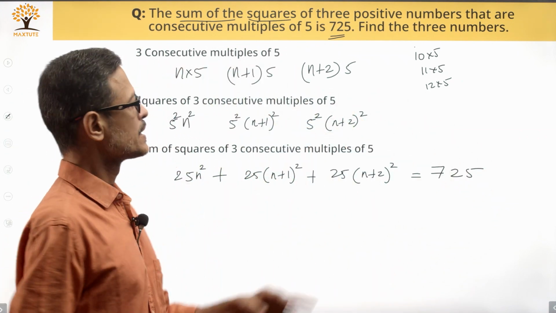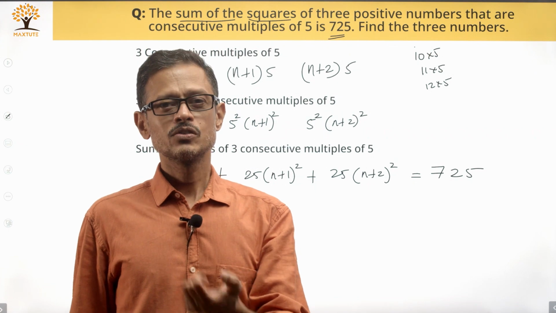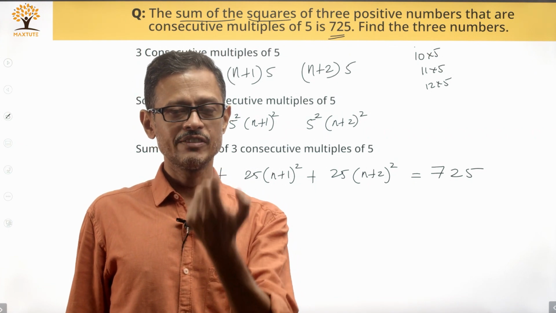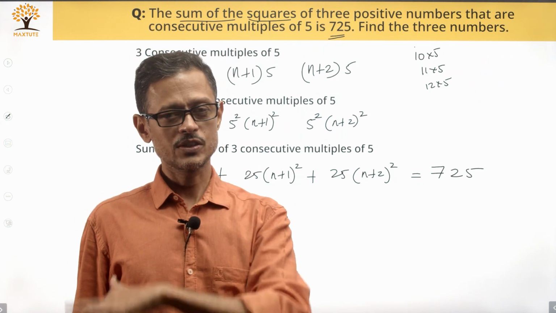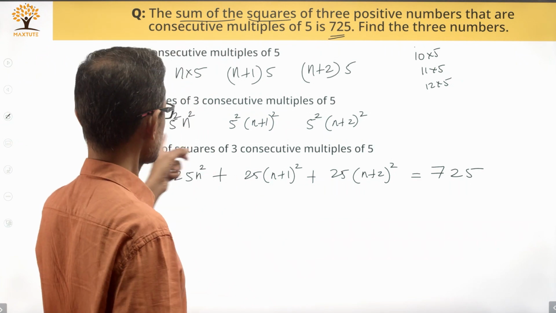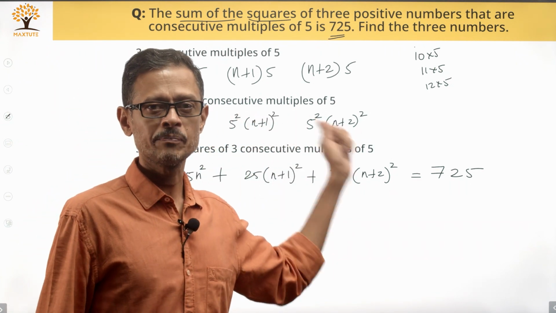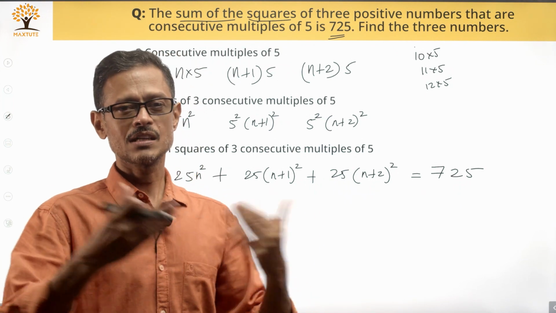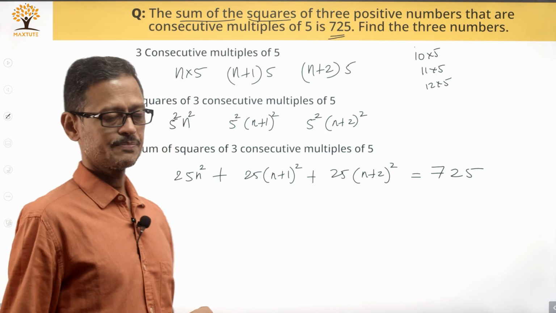Let's quickly run through it. The question is talking about three positive numbers that are consecutive multiples of 5. If the first multiple of 5 is 5n, the second one will be 5 times n plus 1, and the third one will be 5 times n plus 2. Then we square these three terms, which gives us 5 square n square, 5 square into n plus 1 the whole square, and 5 square into n plus 2 the whole square. The sum of that leaves us with this, and they are saying that sum is equal to 725.